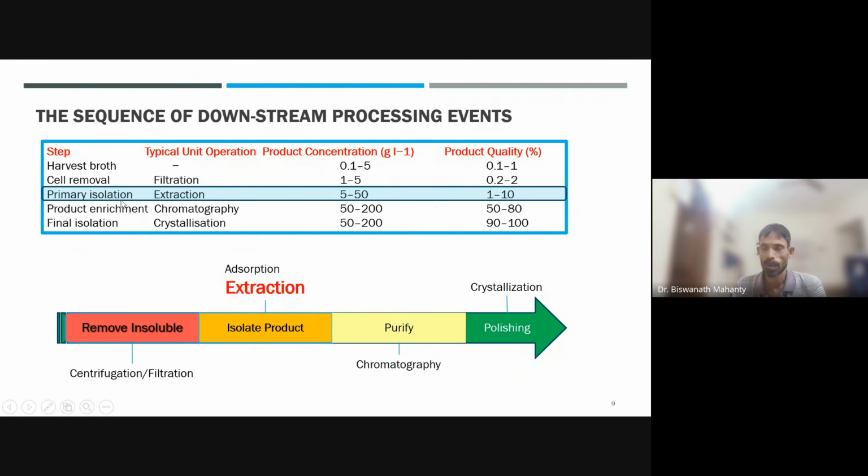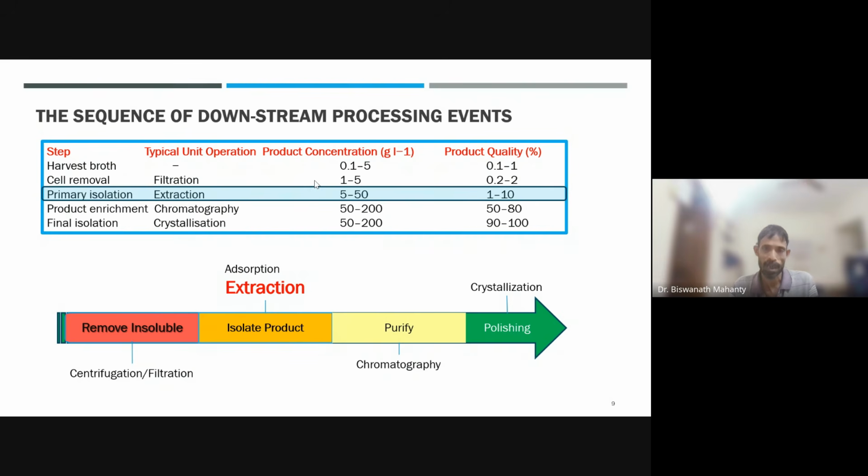And in this process, when you are talking about recovery, extraction is one of the important steps where concentration can improve significantly. So from 1 to 5 gram to 5 to 50 gram per liter, so around 10-fold increase. It is a very important step because in these steps, the large volume of aqueous phase we can avoid. Though extraction is one of the methods, we can also have an adsorption process.